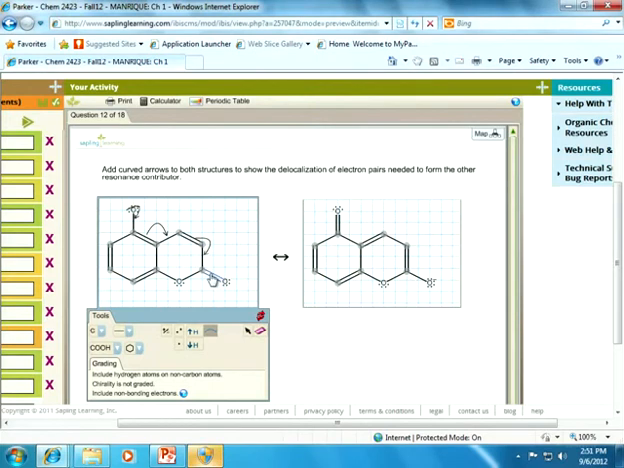Okay? And then our final bond here, do you see our oxygen? How is it connected over here? A single bond, and it becomes a lone pair. So I'm going to move this over to become a lone pair. Okay, so that's what it's looking at there.